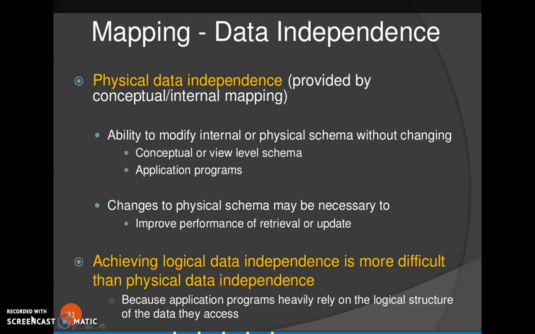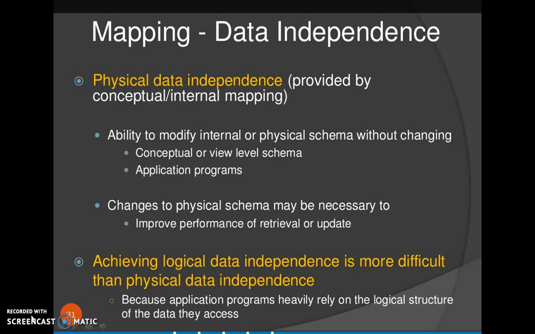Coming to the second type of data independence, that is physical data independence. This is provided by the conceptual or internal mapping. It is defined as the ability to modify the internal or physical schema without changing the next higher level, that is the conceptual schema or the view level schema, and the application programs. Changes to the physical schema may be necessary to improve the performance of the database, data retrieval or data updation.